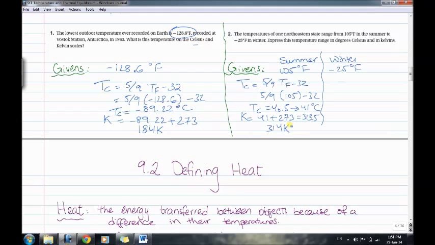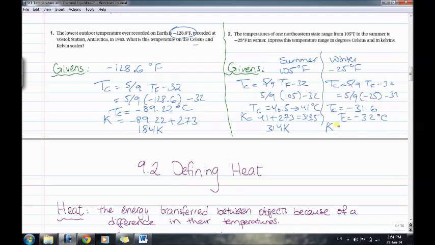Then we go to the winter, we use the same formula, TC equals 5 over 9 times TF minus 32, where TF is negative 25. So TC will equal negative 31.6, which is rounded to negative 32 degrees Celsius.